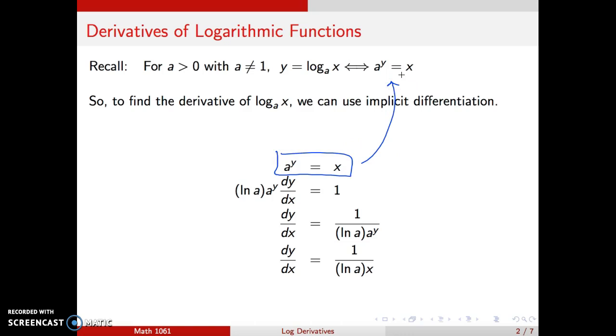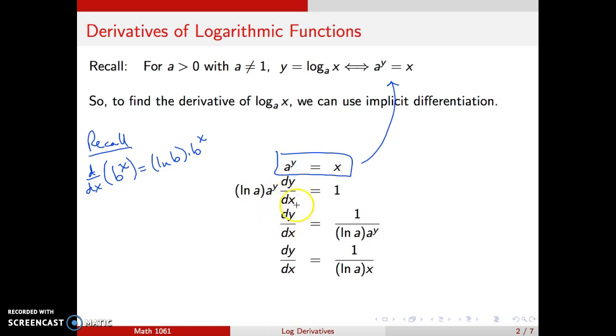To use implicit differentiation, looking at the right hand side first, the derivative of x with respect to x is just 1. Nothing crazy there. For the derivative of a to the y, we'll remember the general exponential function: that derivative is itself times natural log of b. So I've got natural log of a times a to the y, and because we're doing implicit differentiation, we're really using the chain rule. We've got that inside function y, and so you tack on that dy dx term.